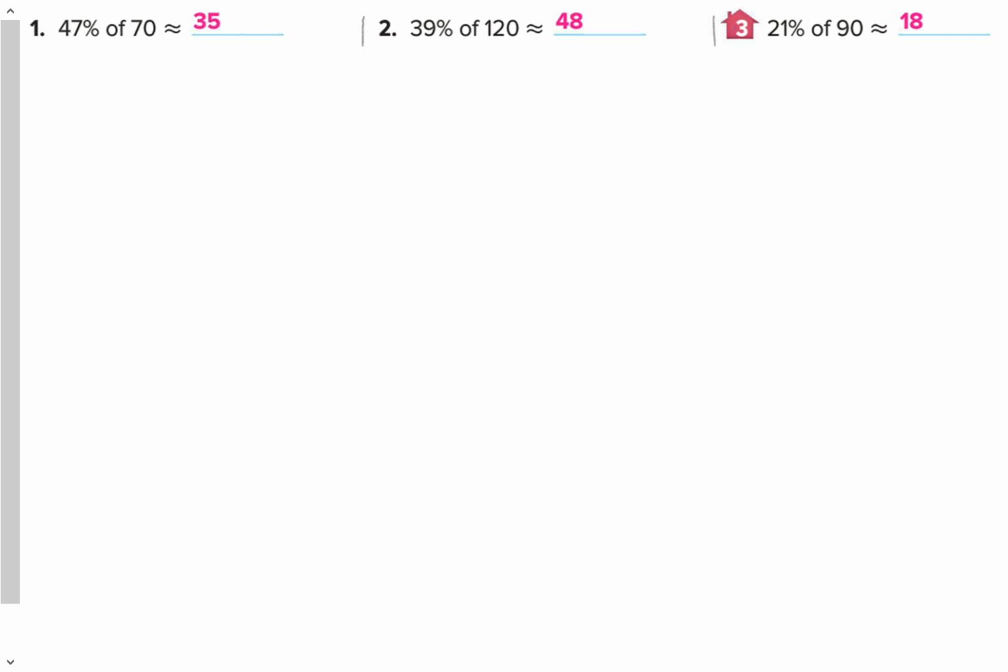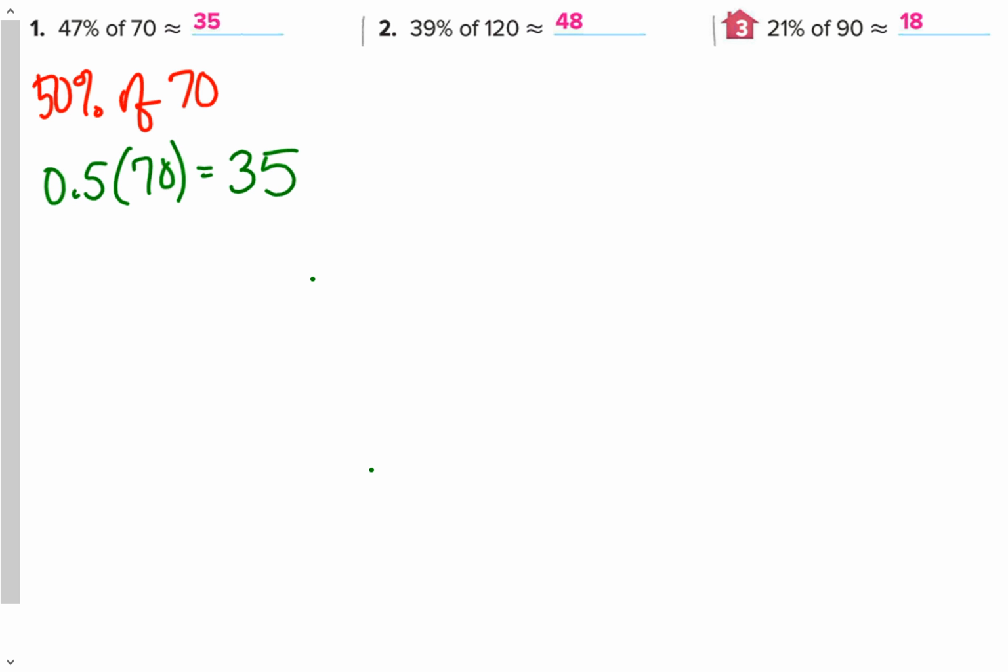Something that I want you to remember when we're doing these problems is to estimate first and then multiply. You don't actually multiply the actual numbers and then round it at the end. So I'm going to round 47% to about 50%. And 70 is a pretty nice round number, so I'm going to leave it like that. I'm going to use 50% as a decimal, as 0.5 times 70, and that equals 35.